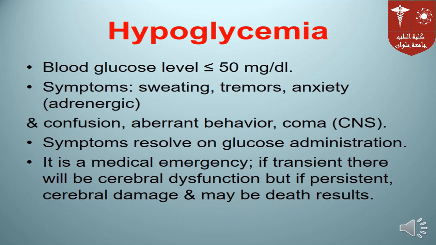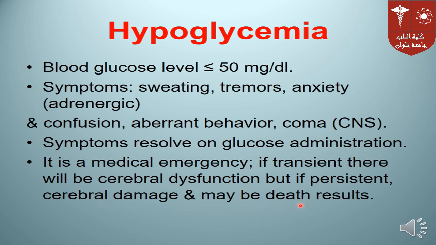Okay, this topic is hypoglycemia. Hypoglycemia means drop in blood sugar level to less than or equal to 50 milligram per deciliter. Okay, this is very dangerous because, as we can see here, hypoglycemia is a medical emergency. If it's transient, there will be cerebral dysfunction, there will be affection of the brain function. If it persists, there can be cerebral damage up to coma and death.